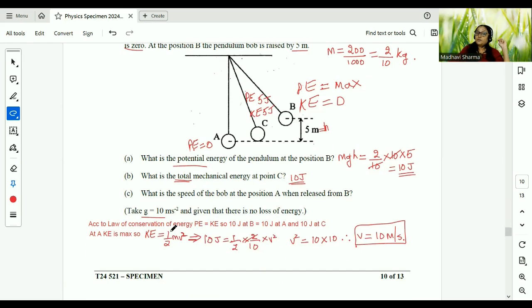According to the law of conservation of energy, PE is KE. So 10 joules at B is also 10 joules at A and 10 joules at C also. Yes. At A, KE is max. So KE is half mv squared. Velocity is 10 meters per second.